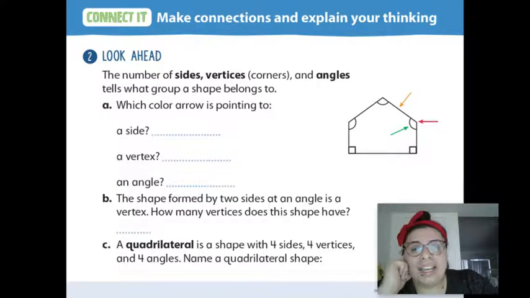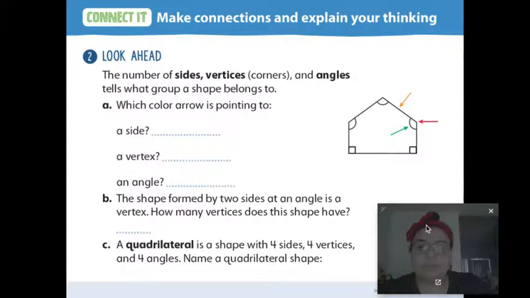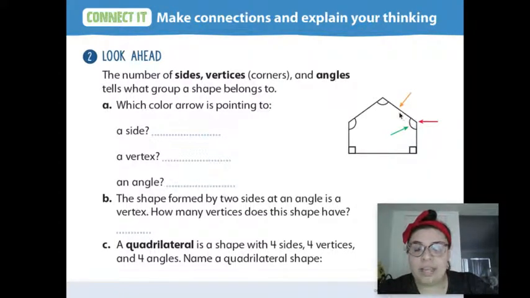So let's look at a side. Look at that orange arrow. A side is just that, the different sides. So I see that this has 1, 2, 3, 4, 5 sides. So for a side, the orange. So right here on this line, you would write orange. So the orange arrow.